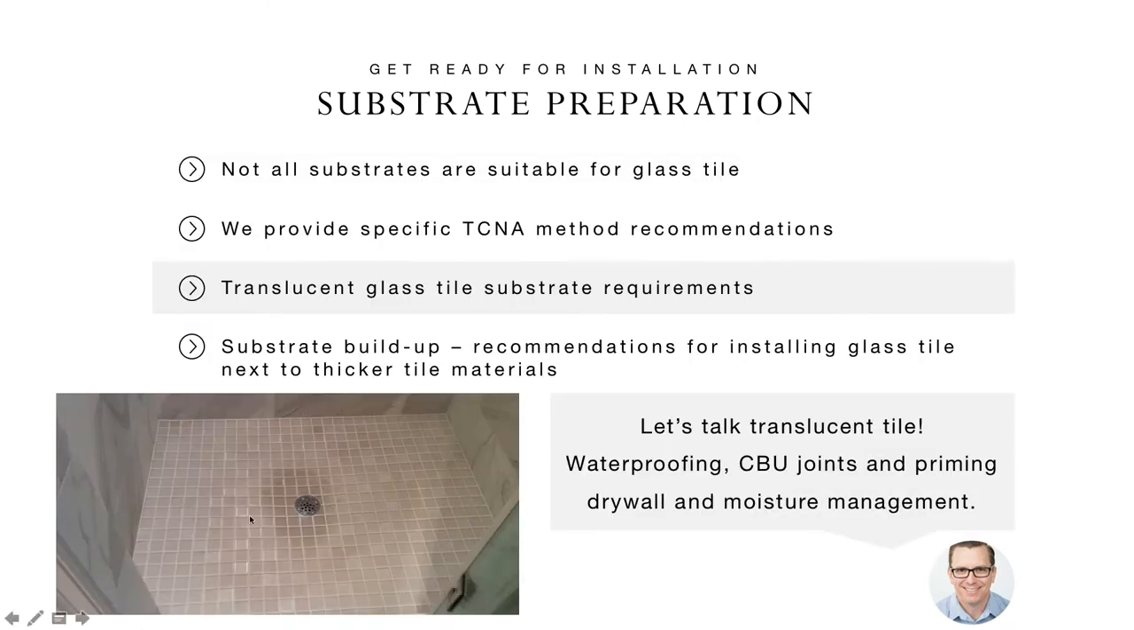So now we're going to talk a little bit about translucent glass tile. Translucent glass tile does add a level of complexity to the installation, both in the material selection for installation, but also in the substrate preparation. In our instructions under this chart, we have several bullet points with substrate requirements. There are several that talk about the requirements for translucent glass tile. So we talk about things like waterproofing. We have requirements for taping, treating CBU joints, cement board joints, priming drywall, and we talk about moisture management. So these things all add a level of complexity.